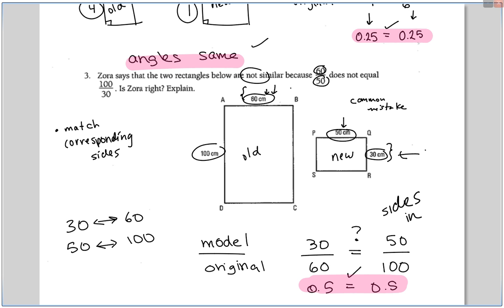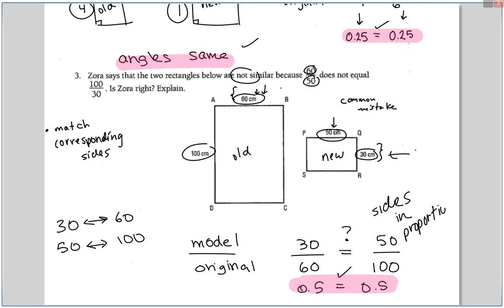So the sides are in proportion. Now the other check is the angles. Are all these angles the same? 90, 90, 90, yes. 90, 90, 90. So when you compare corresponding angles, they're also the same. So angles are the same. So we've got our two checks. So yes, similar.